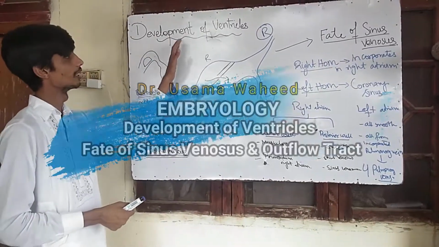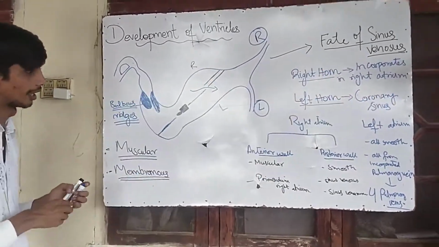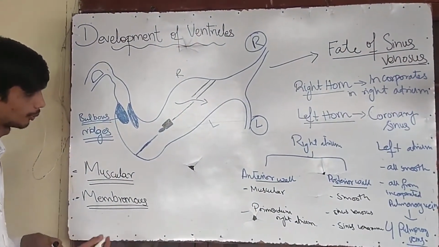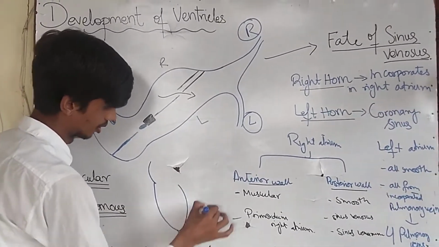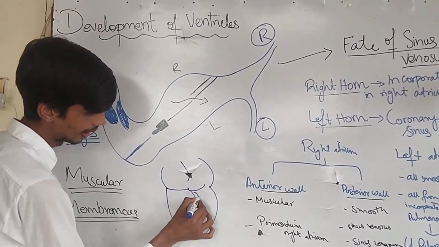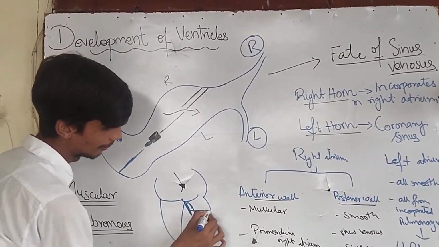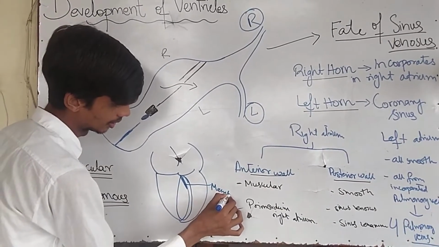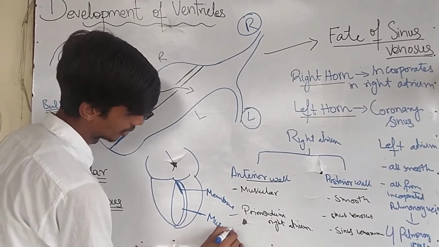So now the development of ventricles. It is very simple as compared to that of atria. We should know that between the two ventricles in the heart, there is the interventricular septum. It has two parts. The one is the membranous and the other is the muscular part.